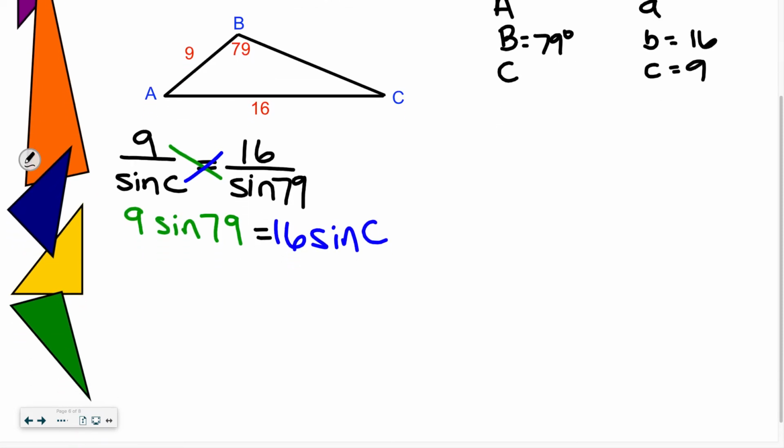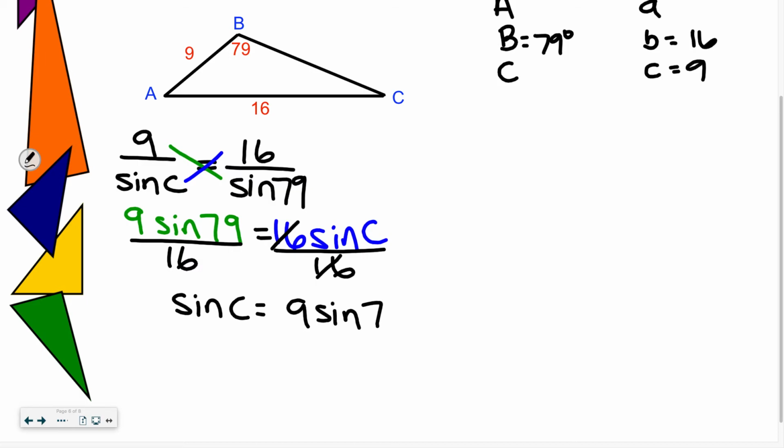You're trying to solve for C, and the sine of C is getting multiplied by 16, so we're going to divide by 16. So the 16s cancel. I'm going to do my symmetric property again and swap these here. The sine of C is 9 sine 79 divided by 16.